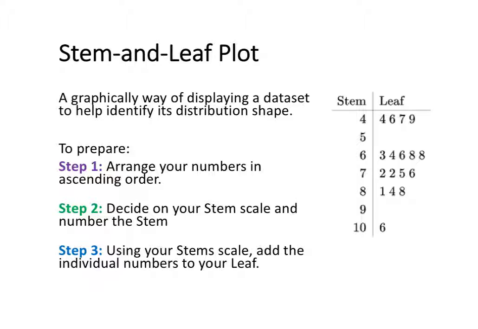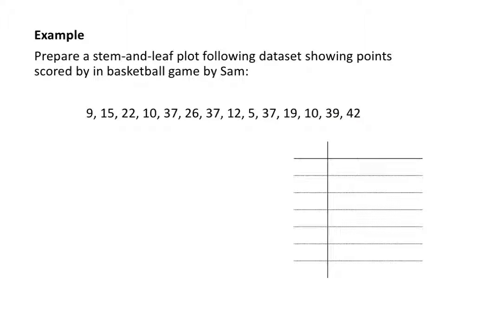numbers to your leaf. Now, the stem and leaf plot consists of a stem and the leaf. The stem is the core data value, and then the leaf are your individual values. So let's have a look and see how we prepare a stem and leaf plot. In this example, we want to prepare a stem and leaf plot for the data set which represents scores scored in a basketball game. So the first step is going to be to place the numbers into ascending order. This will make it easier to prepare the stem and leaf plot.